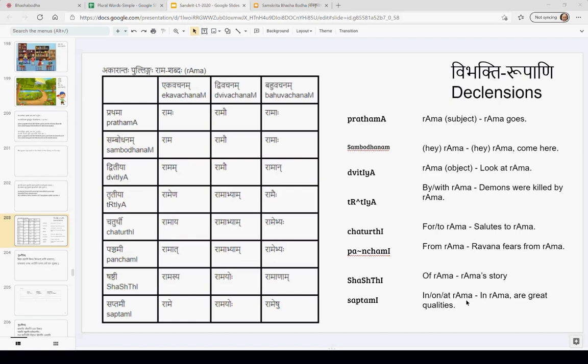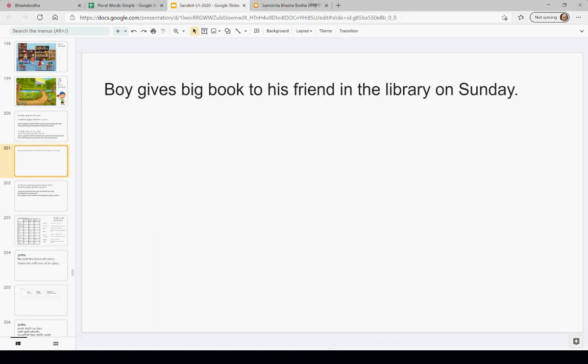For example, if you take an English sentence here, for example, boy gives big book to his friend in the library on Sunday. Okay. Suppose this is a sentence. So what all is happening here? There are different nouns. There is a verb here. What is the verb here? Verb is gives. Right? Gives is a verb, and who is giving? Boy is giving.